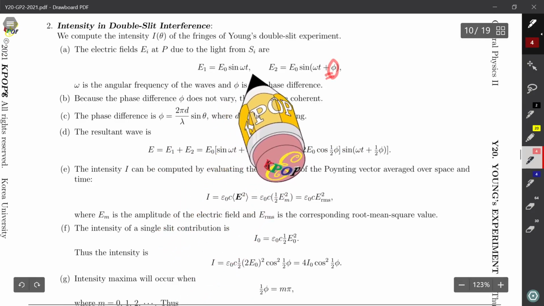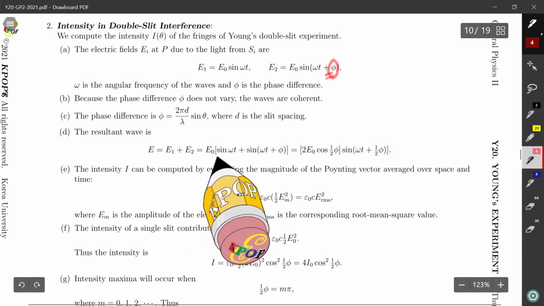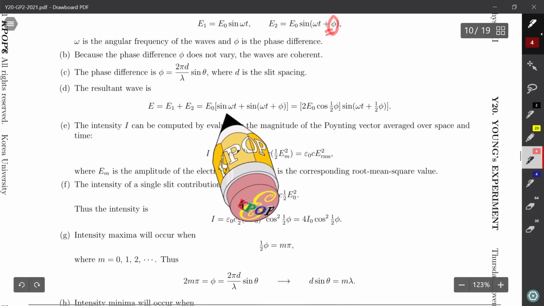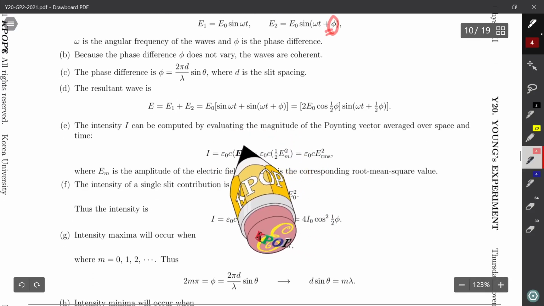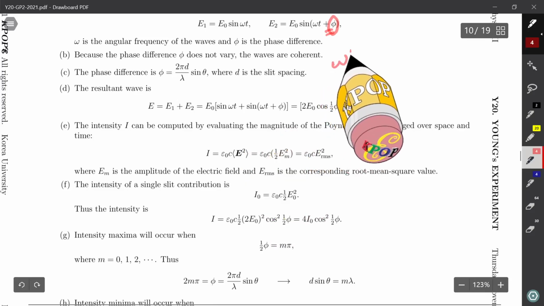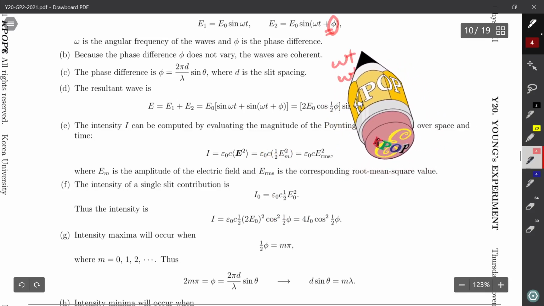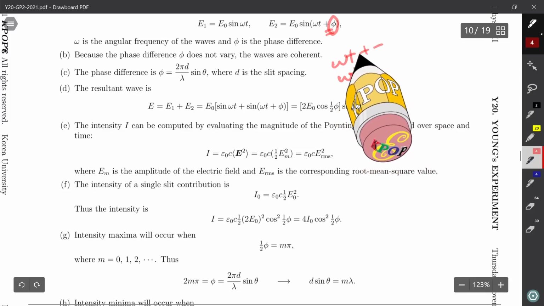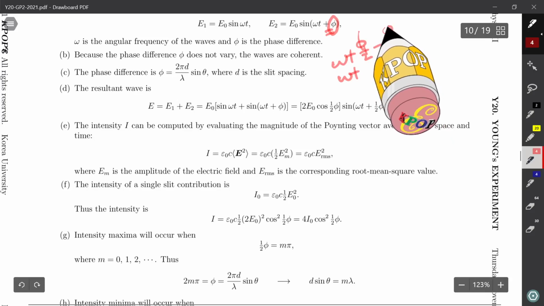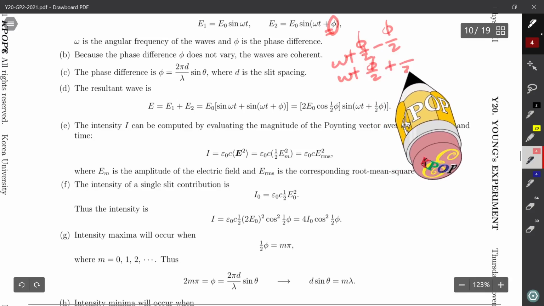So if we add these two electric fields, what we find is the vector E1 and sine. When we add the two sines, this one can be decomposed into omega t, and omega t plus phi means omega t plus 1/2 phi minus 1/2 phi, and 1/2 phi plus 1/2 phi.